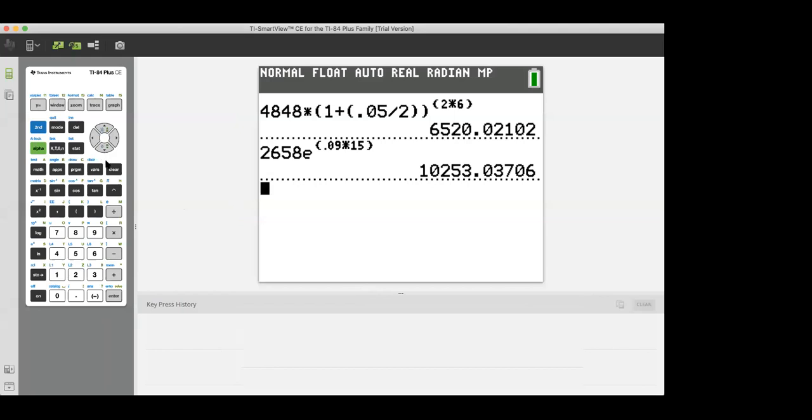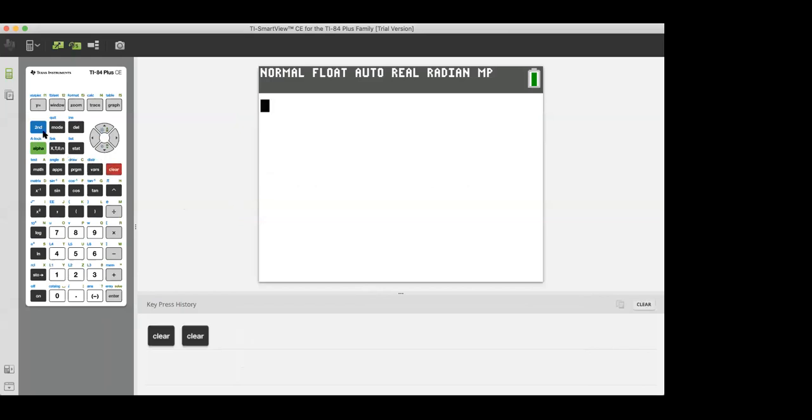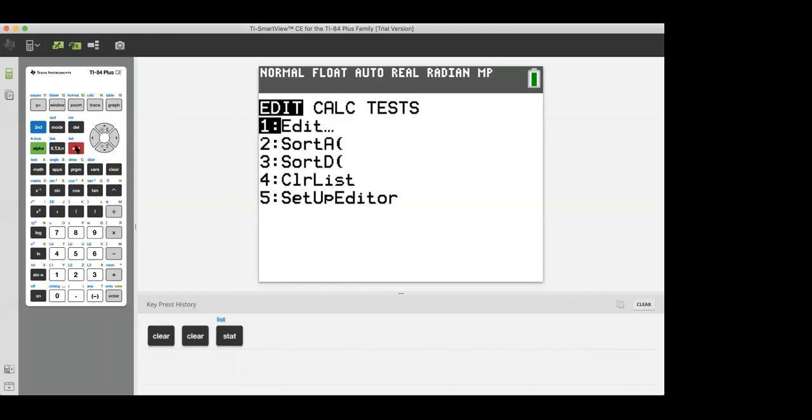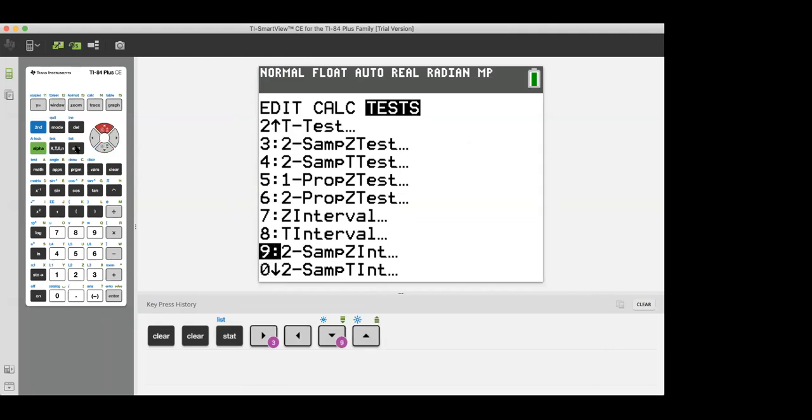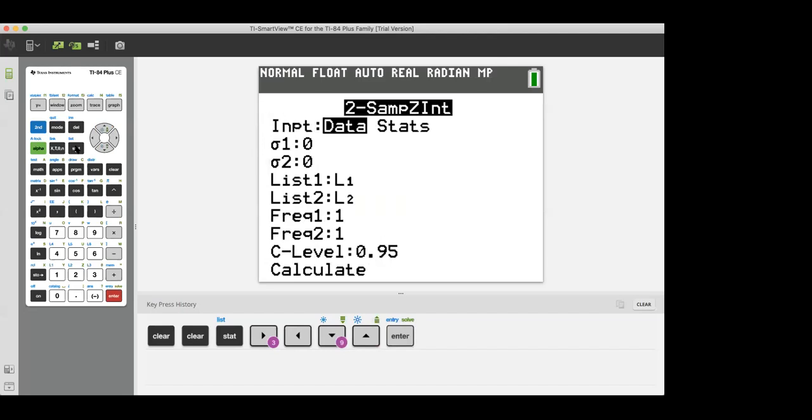So let me share my screen. If you guys take a look here, if we go to stat, test, right? If we're talking confidence interval here, you got your 2 sample Z interval. Okay, so we can find this. Again, you can do 2 lists too.